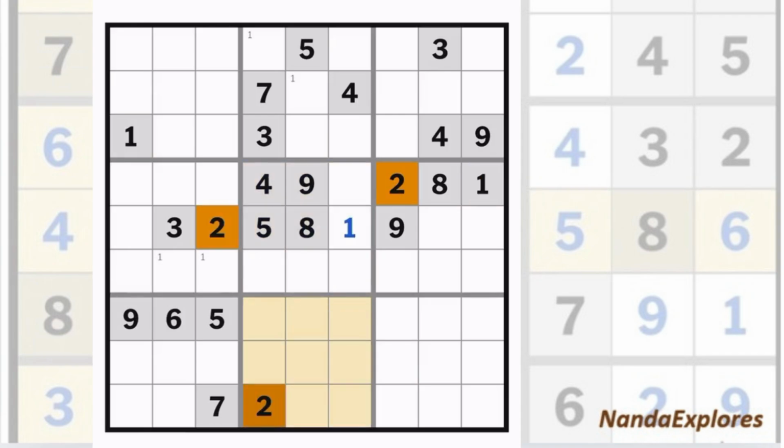And we go to number 2. So these are the two cells where number 2 is a likely candidate. And we go to 3. So here we get two cells where 3 is a likely candidate. And here also we get two cells where 3 is a likely candidate. We go to 4. We go to 5.